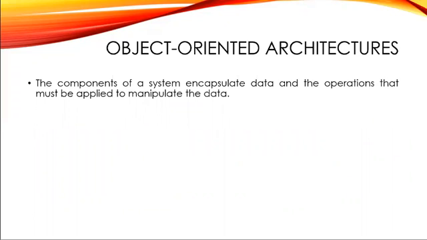Then the next one is the object-oriented architecture. Within this object-oriented architecture, the components of the system are encapsulated. You know that in object-oriented design, things are encapsulated. So what happens in an object-oriented architecture? It is going to encapsulate the data and the operations that must be applied to manipulate the data. That is, whenever you require a task to be completed, you have some specific data and some operations that need to be performed. These are going to be encapsulated within the object-oriented architecture.